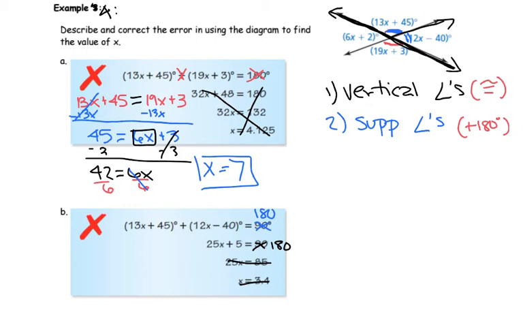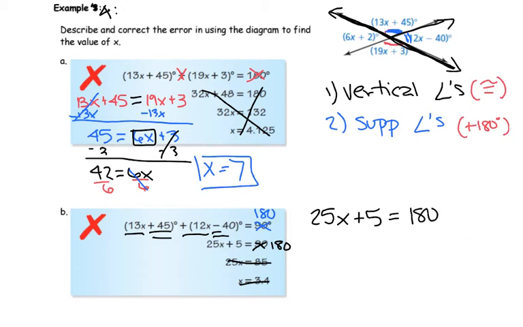So, technically, all this math part is right. The 13x plus 12x is 25x, and positive 45 minus 40 is a positive 5. Yeah, so far they actually did this part right. 25x plus 5 is the equals to part that they got wrong. It should equal 180, not 90.